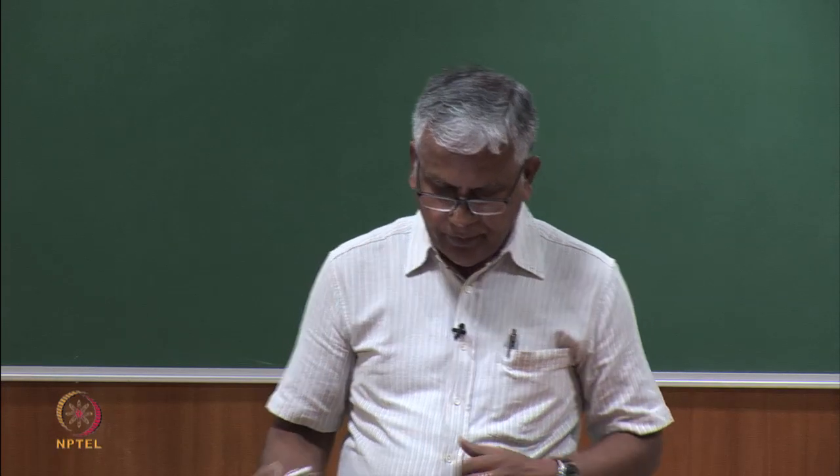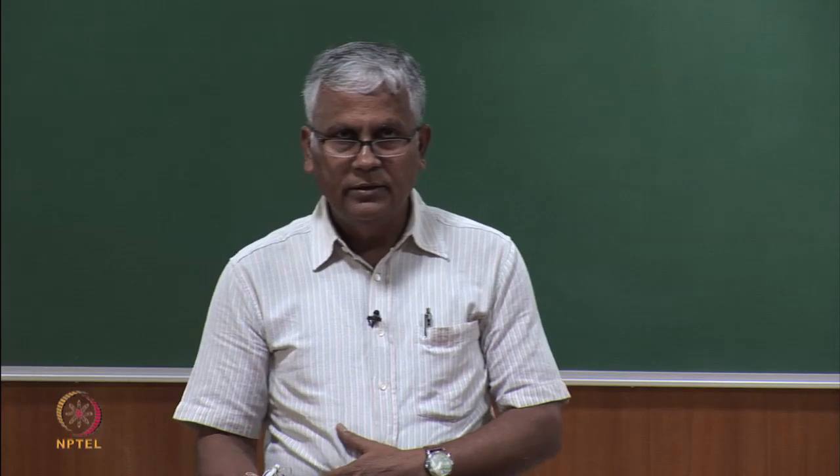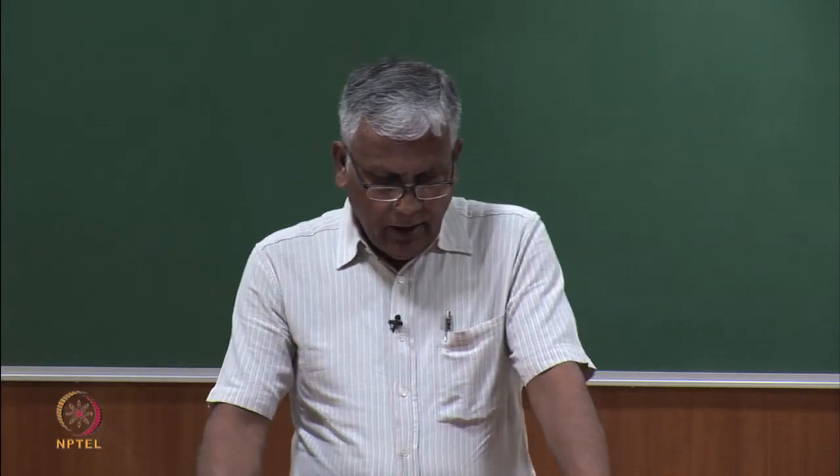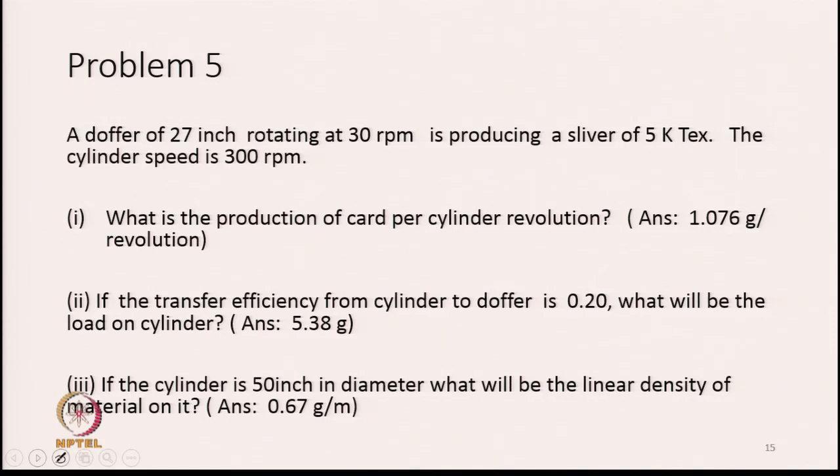From there, we take up another problem today. A doffer of 27 inch rotating at 30 rpm is producing a sliver of 5 kilotex. The cylinder speed is 300 rpm. So, these are the parameters which are given. What is the production of the card per cylinder revolution? We need to know the answer. The answers are stated here. We have to find out how to get these answers.